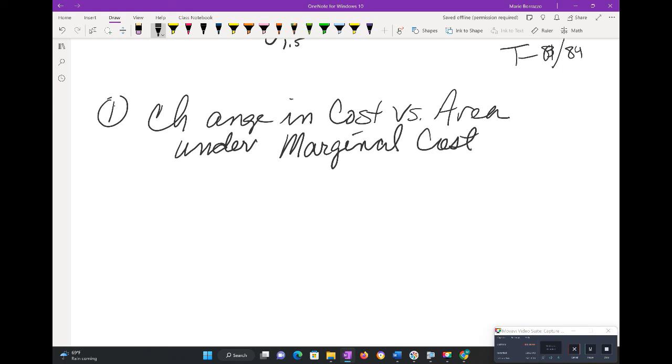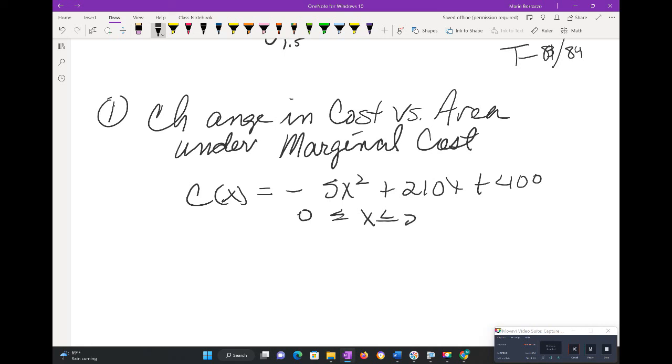And so we remember in this question, the daily cost function for a company in dollars is given by, and they tell us C of x given by the function negative 5x squared plus 210x plus 400 in the interval between 0 and 20. And they're asking us to graph the function and look at it from this particular window, 0 to 20 on the x values.